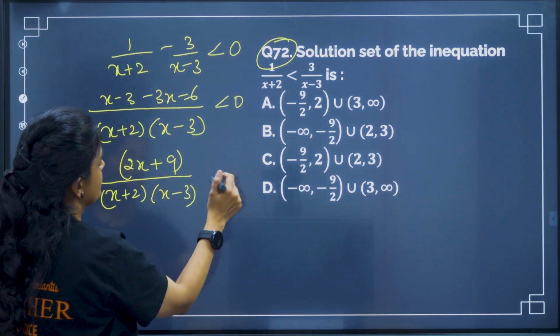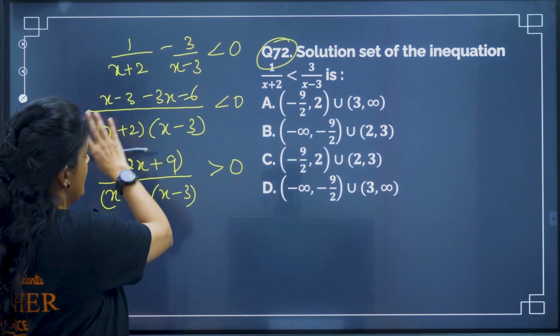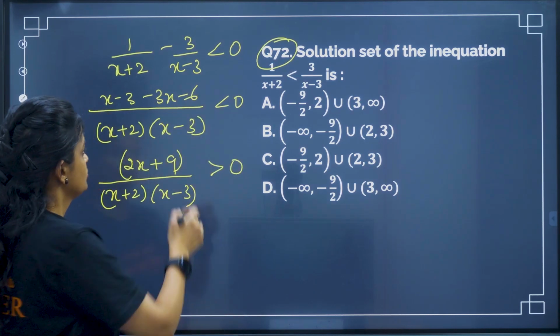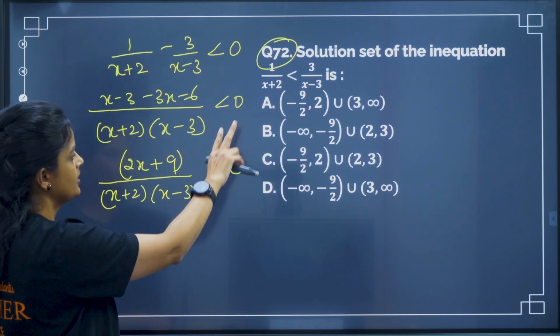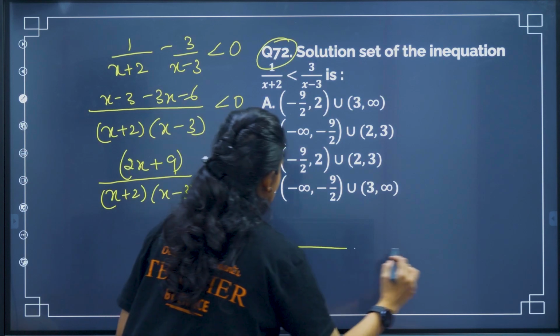If I multiply by a negative, the inequality will reverse. So I have done that also in the same step. Again, you don't have to write it. So take off the negative, multiply by negative, the inequality will reverse, and then go with the Wavy-Curve method.